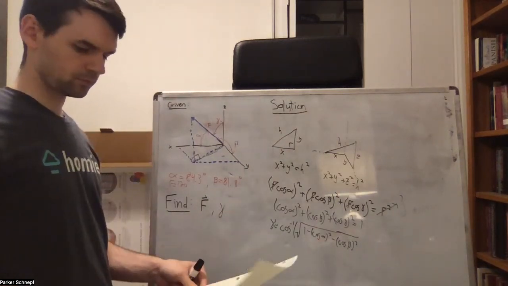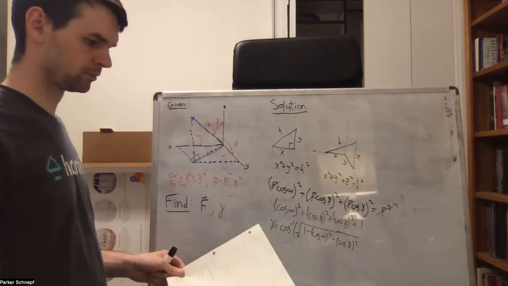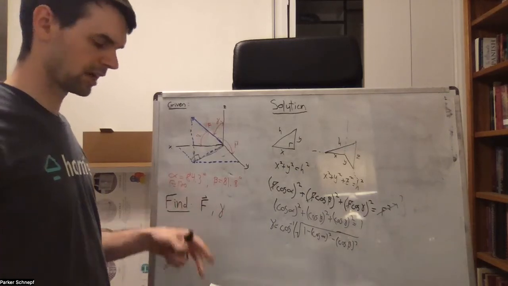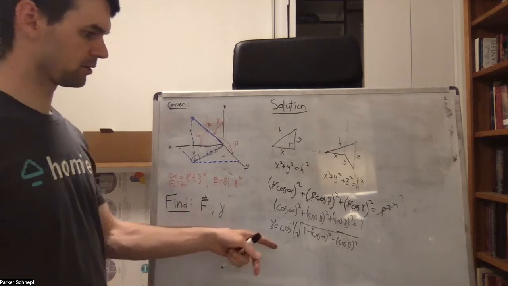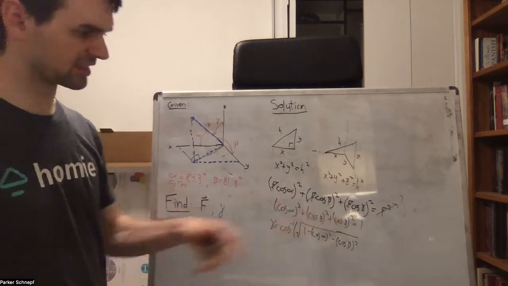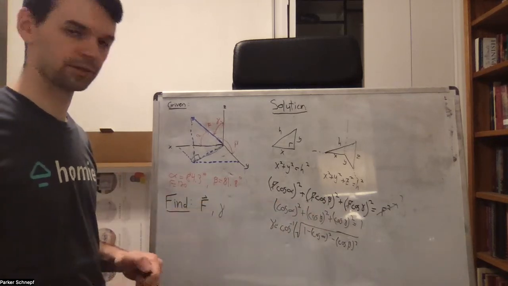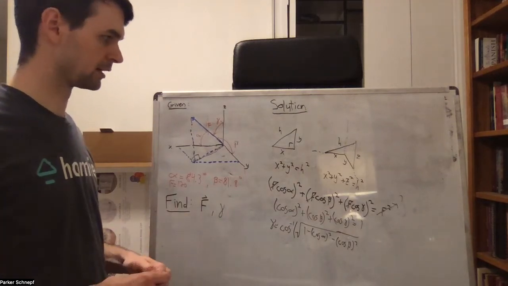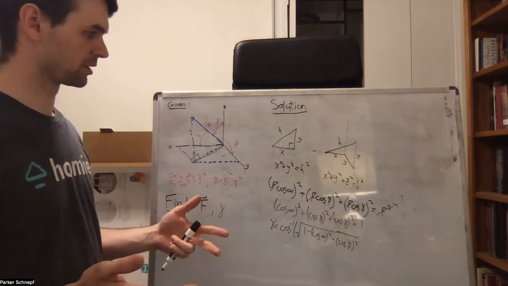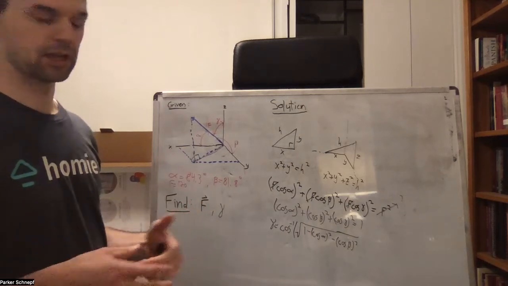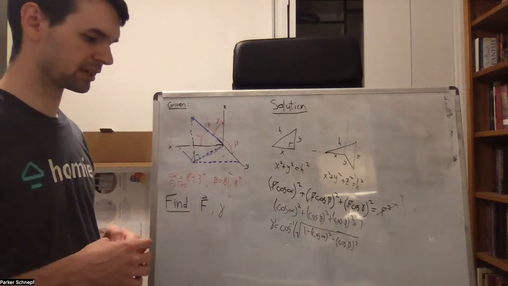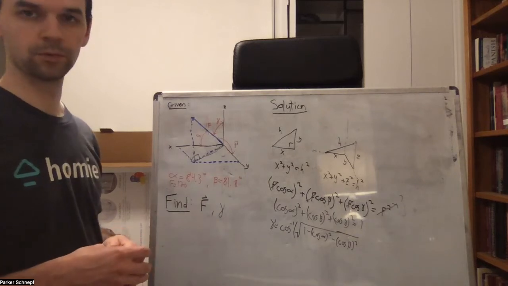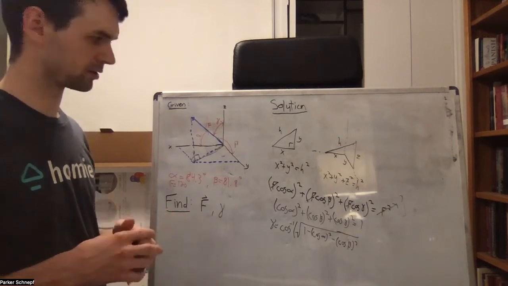So hopefully that helps you understand why this relationship exists, this coordinate direction angle identity, and what coordinate direction angles are, and the different ways of representing the direction of 3D vectors.